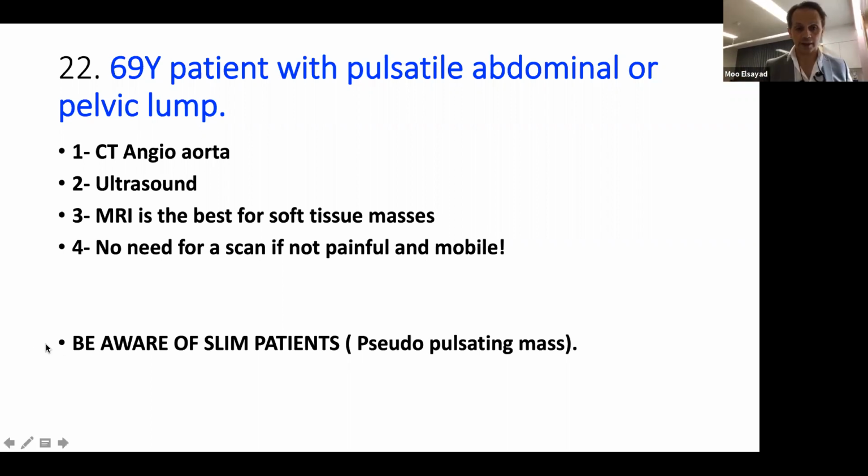And I've written something here at the bottom: be aware that slim patients can cause a pseudo pulsating mass. You put your hand, you see something pulsating, you get worried, and then you ask for CT angio, and there's nothing there at all. I mean, there's nothing wrong with this. You have to sometimes use clinical judgment, and if you're worried, especially at this age, no one will blame you. What I'm saying is there's another option to think of, which is ultrasound, quicker. It can be done even in the community to find what it is. And if you're not happy or satisfied, then you do the CT angio.